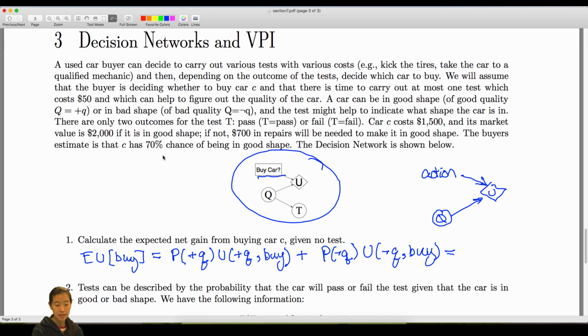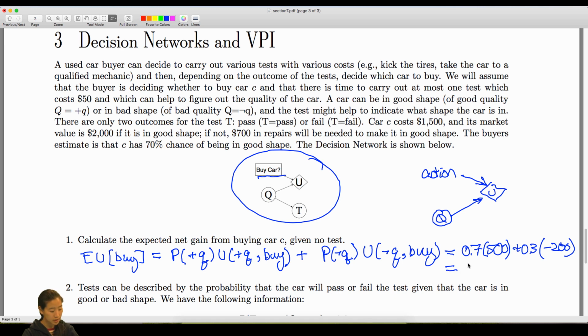Plugging in the values that we have, there's a 70% chance that it is good, and if you have a good car, it costs you 1,500 to buy it, and it has a market value of 2,000, so it's pretty good. You end up earning $500. So let's write that down. But what if it isn't good? We have a 30% chance that that's going to happen. And if it isn't good, you're going to have to spend $700 in repair. The car is still going to be the same price, and its market value is only that much, so you're going to end up losing $200. So this is going to be our equation.